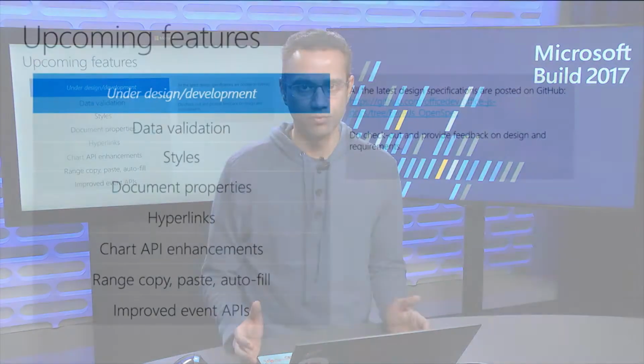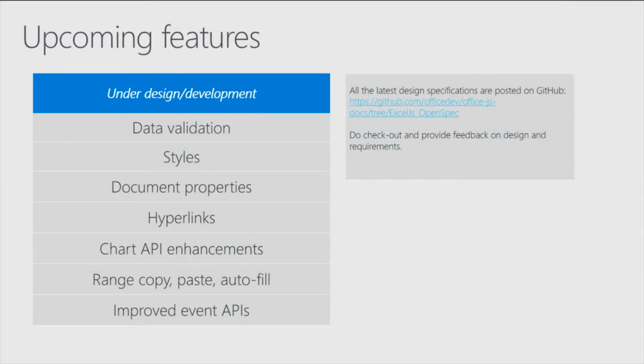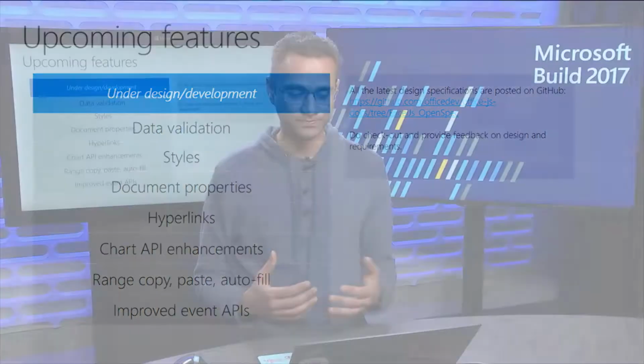Now, any APIs that we work on are the ones that we take up for design. We instantly post the design on the open specification branch of the repository shown here. I recommend that you go see and comment on what you like, don't like, or what's missing that is important for your solution to work. Some of the upcoming features that we are working on include data validation, styles, document properties, hyperlink support, chart API enhancements such as adding trend line, range copy, paste, and autofill functionality, as well as improved API events.